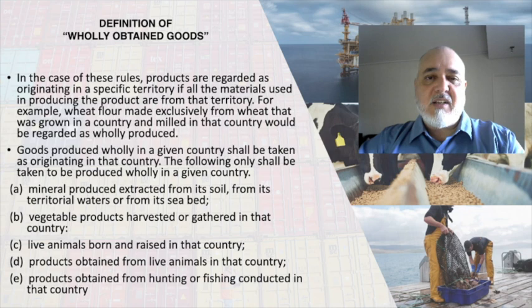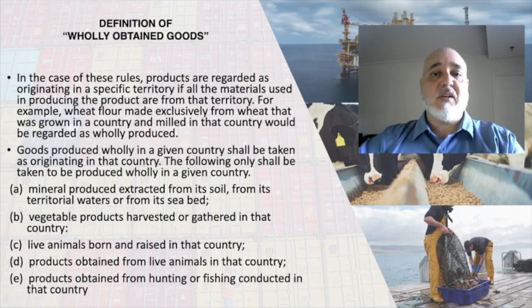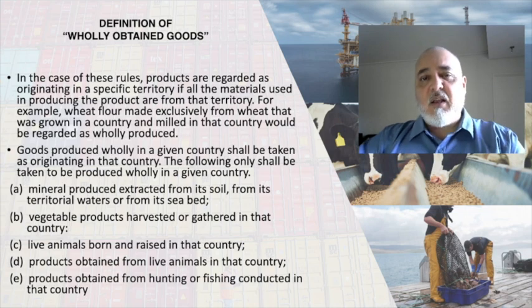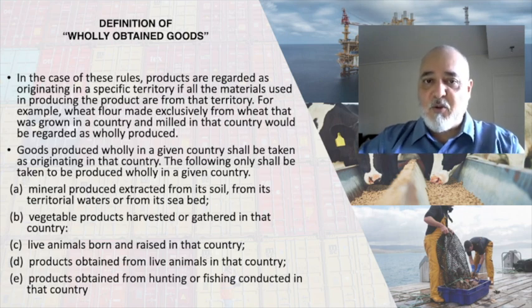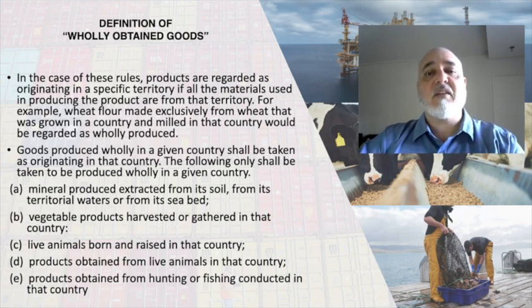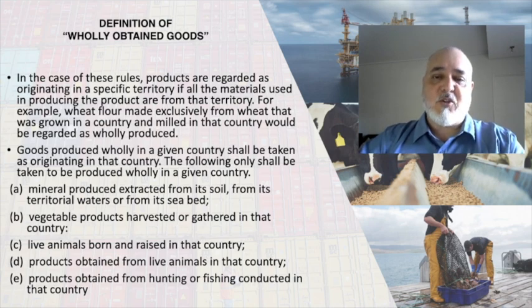This includes minerals extracted from its soil, territorial waters, or from its seabed, as well as vegetable products harvested or gathered in that country. Live animals born and raised in that country and products obtained from them, or obtained from hunting or fishing conducted in that country, are also considered wholly obtained.